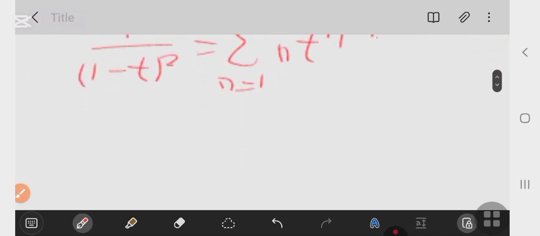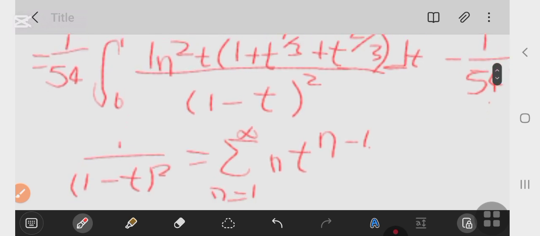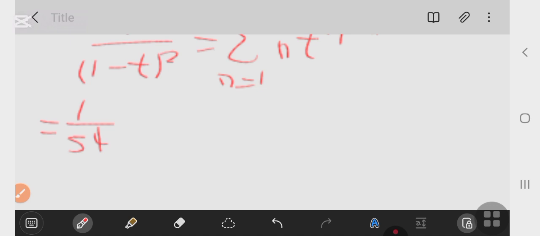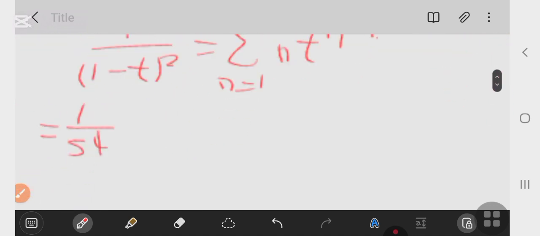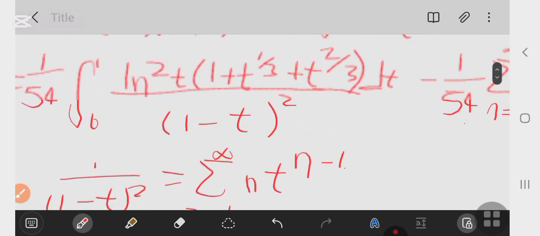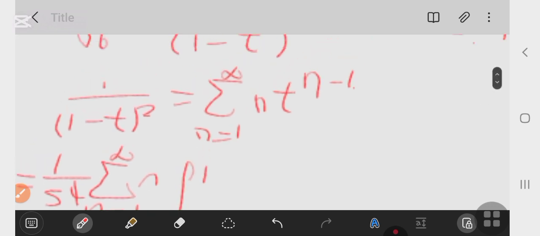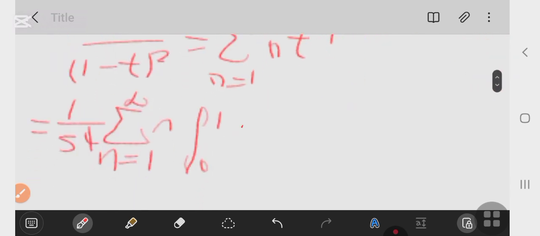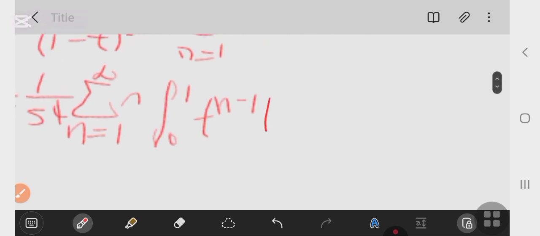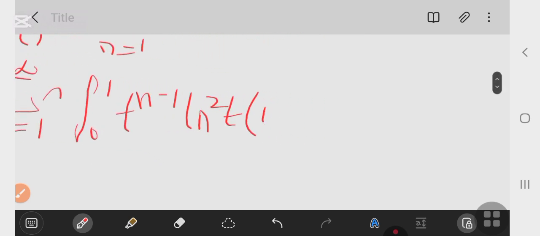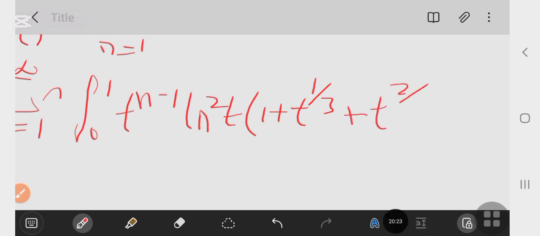I have that my integral is equal to 1 over 54 multiplying the sum to infinity of n from 1 all into n first, then my integral from 0 to 1 of t raised to the power of n minus 1 ln square t, then 1 plus t raised to the power 1 over 3 plus t raised to the power 2 over 3, dt.